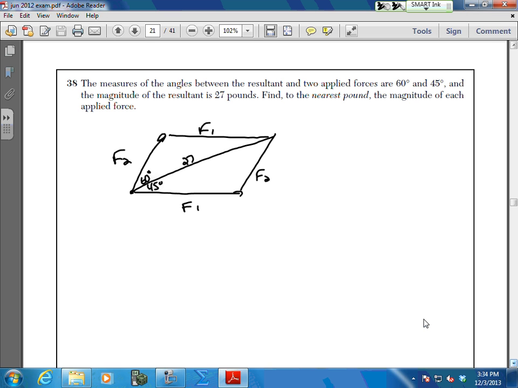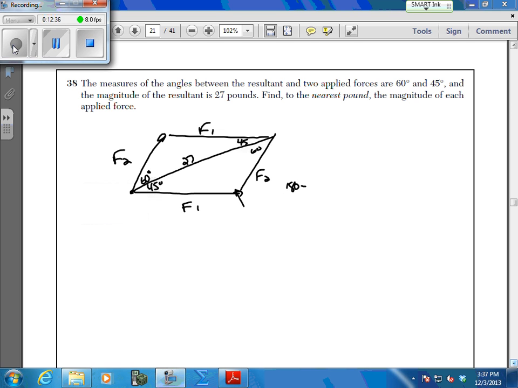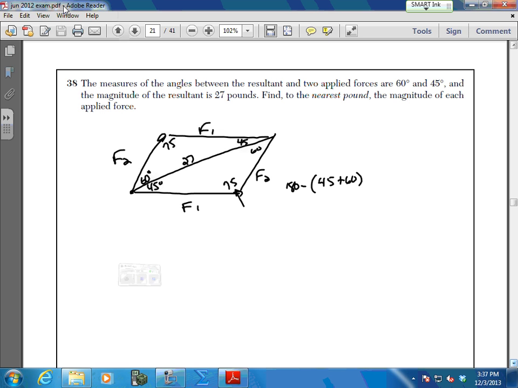Because this is a transversal through 2 parallel lines, this one is 45, this one is 60. To find this missing angle, 3 angles of a triangle add up to 180. So 180. Okay, we're going to determine this by 180 minus the sum of these 2. And we're going to find out that this angle is 75. Always find the angles because you can always find an angle where you can't always find a side.